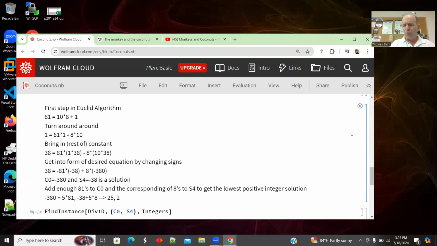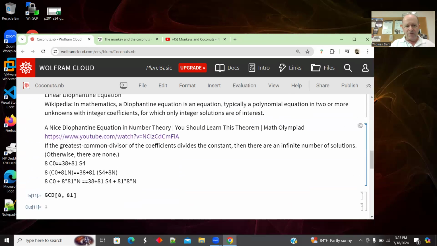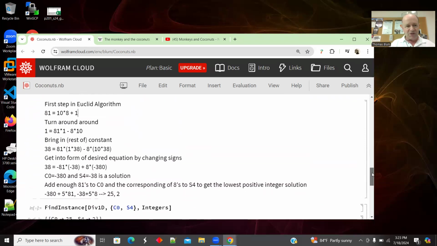And then, like in that video, his is not so nice, and so he has to go through several steps to find the GCD, and then he turns all those steps around. For me, it's much easier. So here's the forward Euclid, 81 equals 10 times 8 plus 1. And then we turn this around and say 1 equals 81 times 1 minus 8 times 10. So there are the coefficients, 81 and 8.